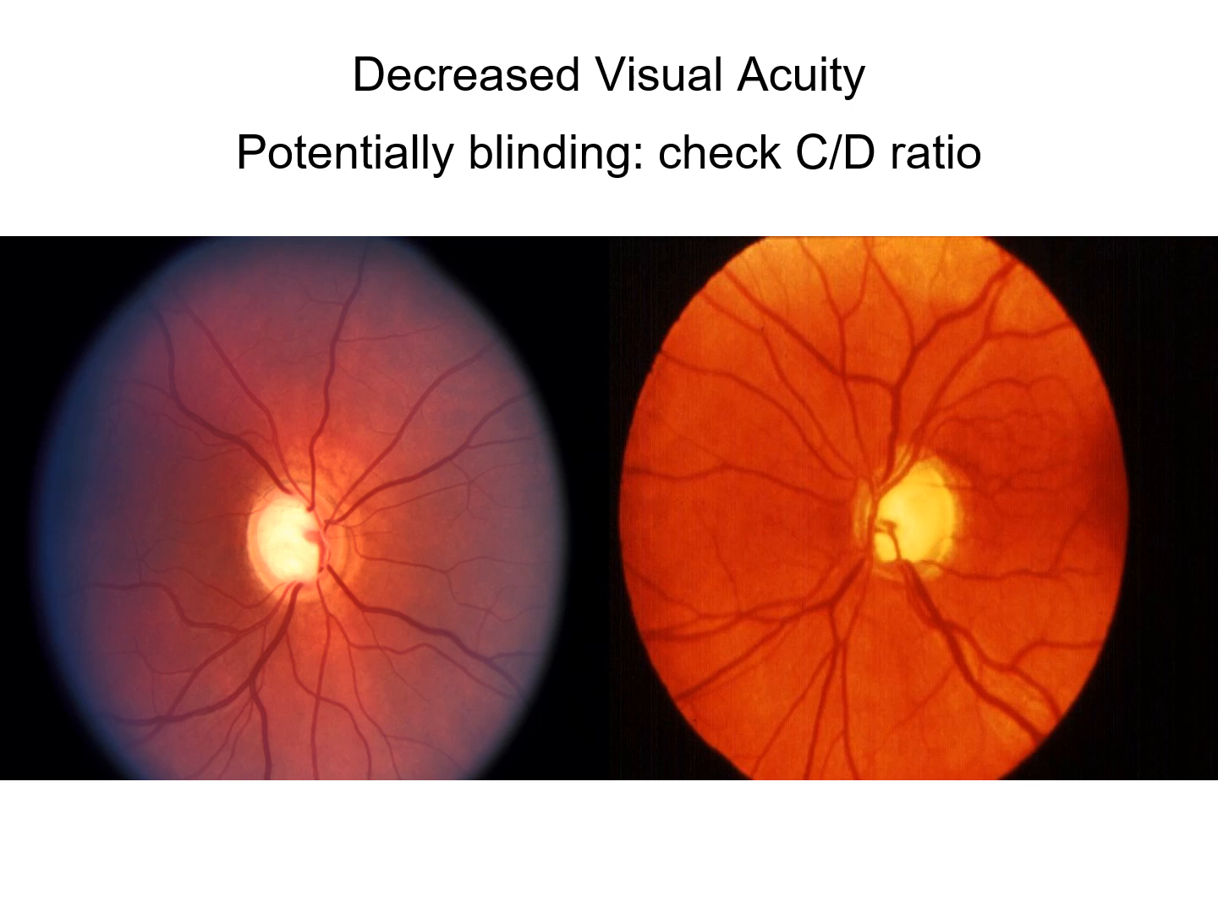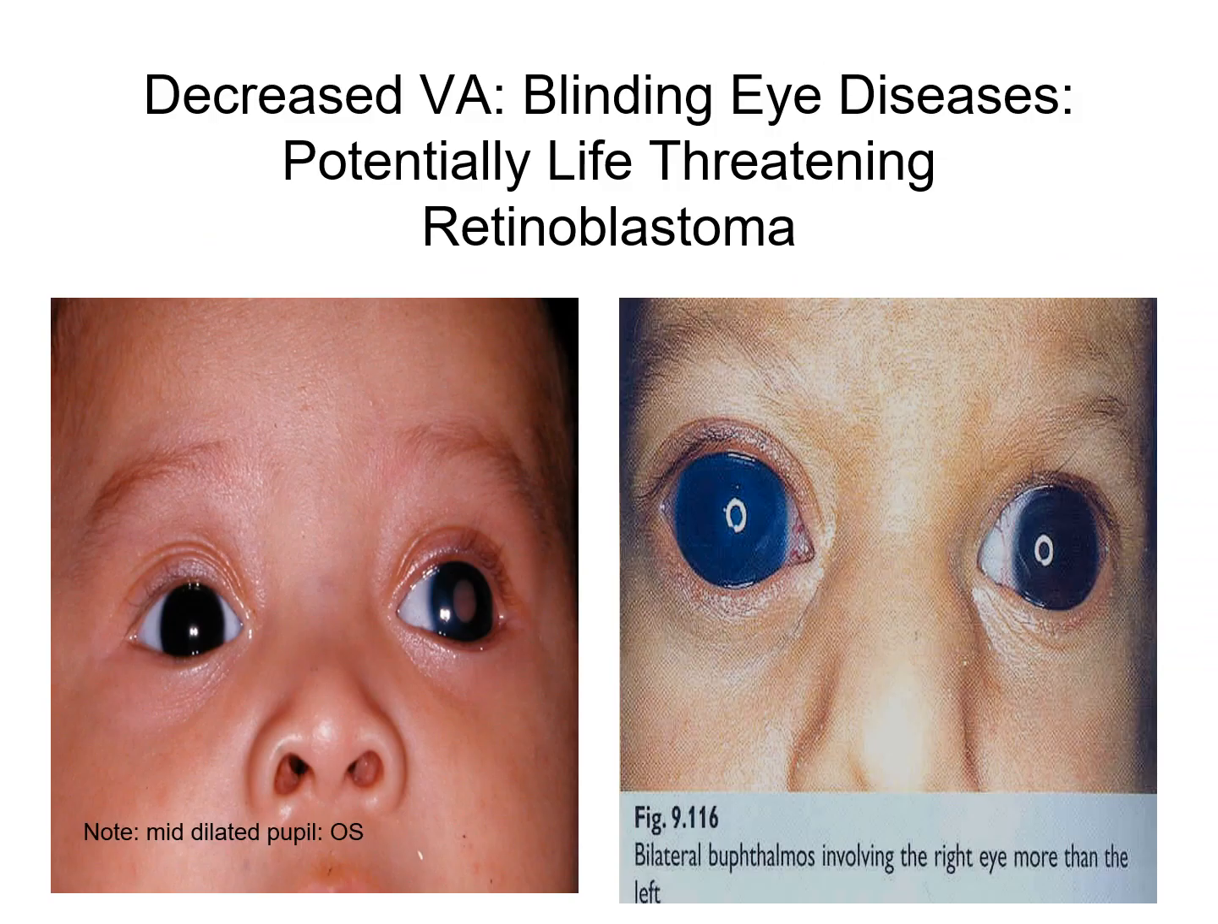A potentially blinding cause of decreased visual acuity is glaucoma. Hence, it is important to check the patient's cup-to-disc ratio, of which a cup-to-disc ratio of greater than 0.3 to 0.4 may be a sign of glaucomatous optic neuropathy. In children, decreased visual acuity should be treated aggressively, as they may contain potentially life-threatening diseases such as retinoblastoma.